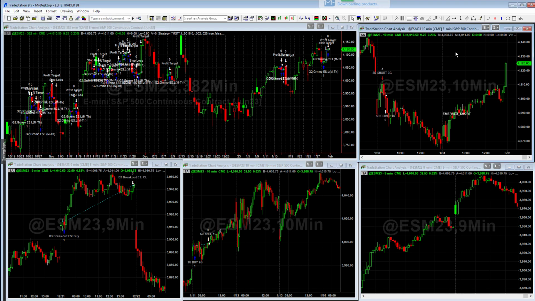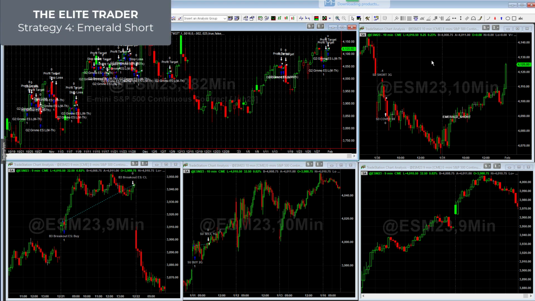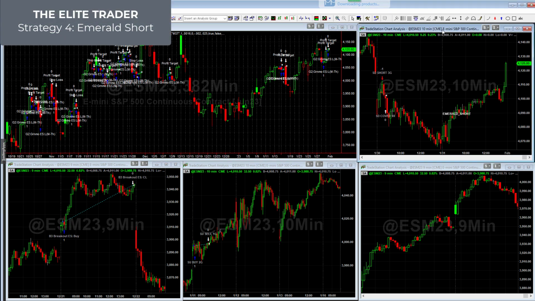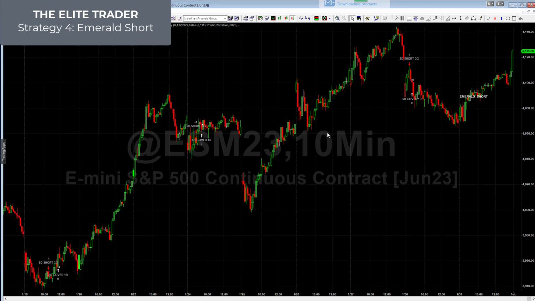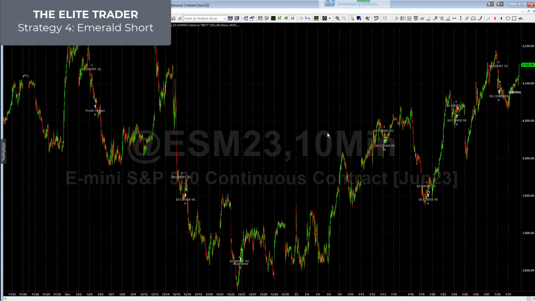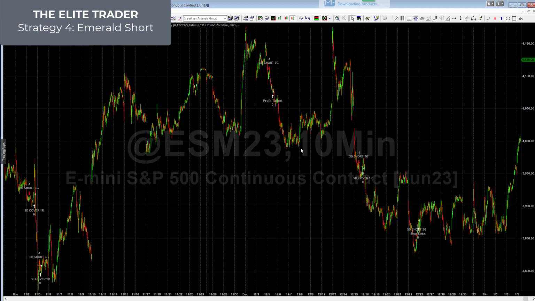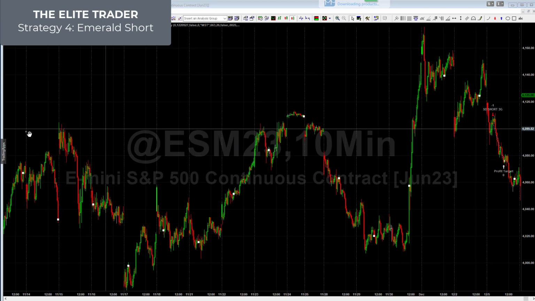Okay, so now let's look at the Emerald short algo. That's this one up here, and then we'll look at this guy, and then we'll kind of wrap it up. But this one here is the Emerald day trade short. If I zoom out a bit, you'll see some of the trades that it's had. This one over here was a trade that occurred, let's take a look at it.